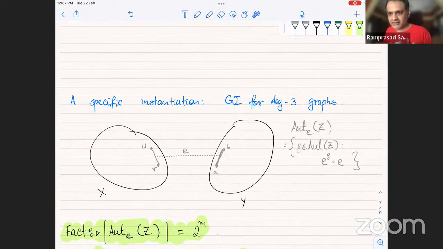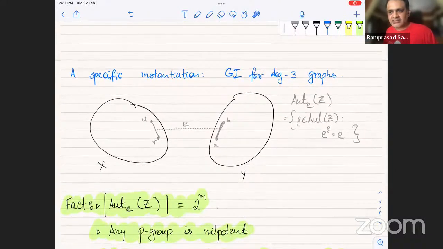The proof is not hard, but there's a reason why I'm not doing it, because I don't want to get digressed into those parts. One could say, okay, it's a power of 2, what's the big deal? The reason it's a big deal is because it so turns out that any p-group, by that I mean the size of the group is a power of a prime, happens to be nilpotent.